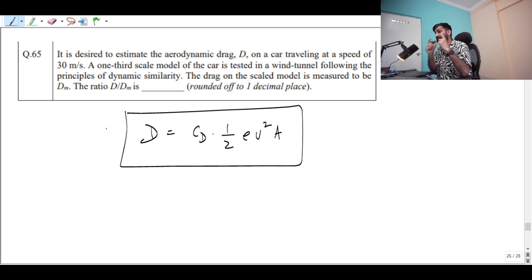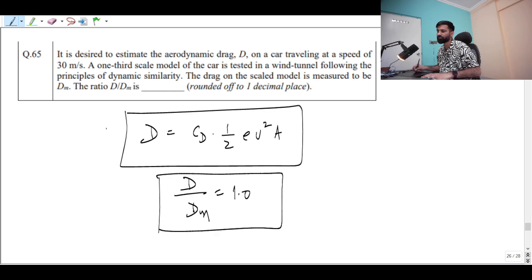But here the cleverest hint given in this question is that we have to follow the dynamic similarity, which is going to ensure that D and Dm are going to be proportional to each other, right? So D by Dm is going to be equal to 1. So the answer for this question will be 1, you can say. So you don't have to solve this question, right?